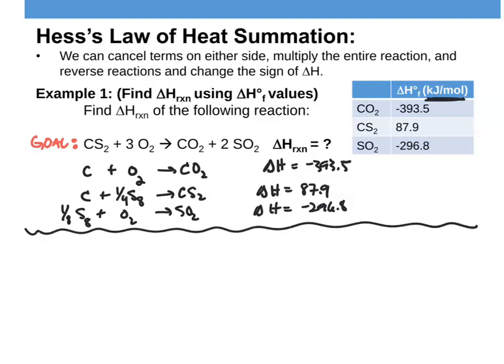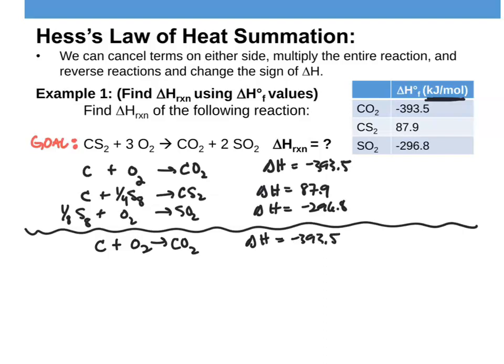So for example, I see that I need CO2 as a product. For my equation where I have CO2, it is a product. There's only one of them. So I'm just going to simply rewrite that down here. Carbon plus O2 goes to CO2. And that delta H value is still negative 393.5. I didn't flip it. I didn't multiply it.